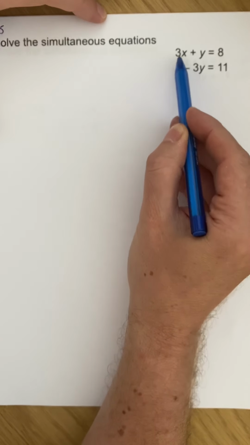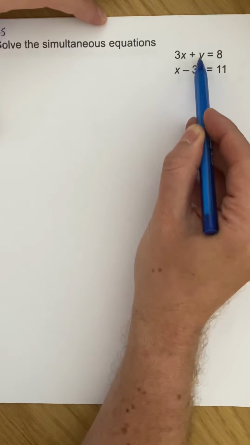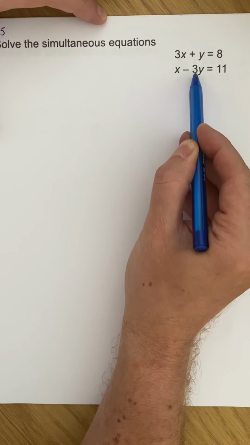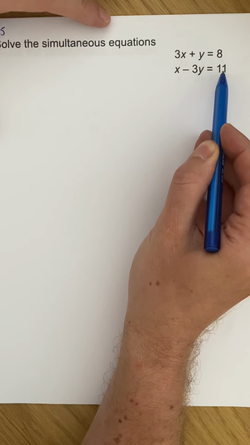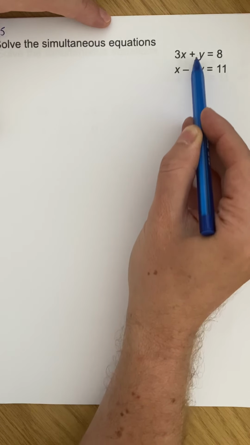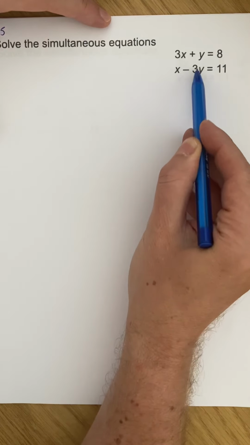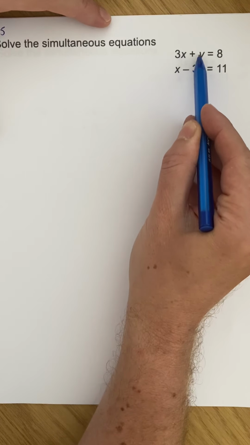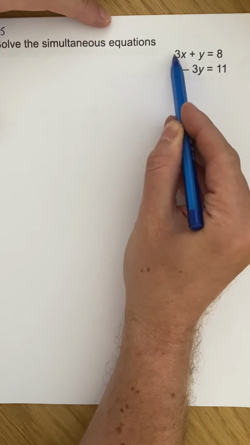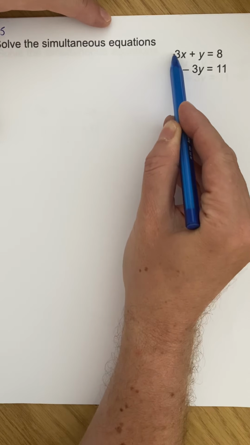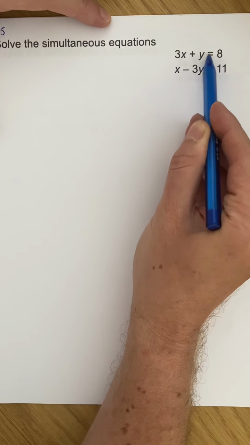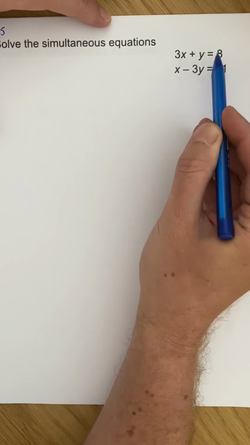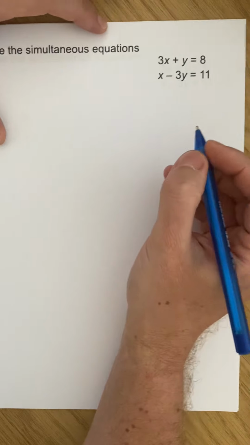The first thing we want to do is make the middle term have the same number. This one says 3x plus 1y equals 8. And this one says x take away 3y equals 11. So what we want to do is make these both 3, okay? And we can make this 3y by multiplying by 3. And that would mean we'd need to multiply all of the terms in this equation by 3. So that's the first thing we're going to do.